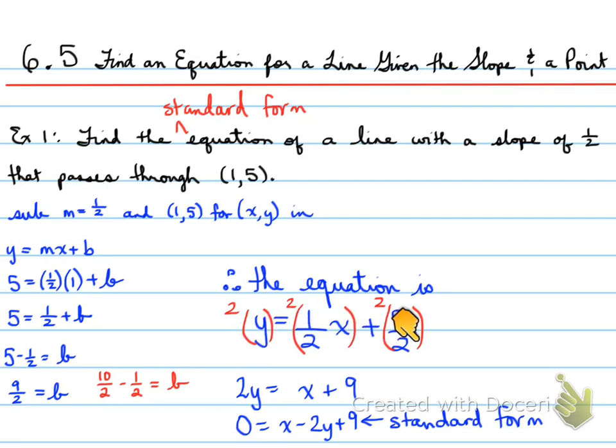But now with the standard form, what we want to do is convert it. So we convert it by multiplying by the lowest common denominator and then moving to the side where x is positive. Okay, moving on. Example 2.